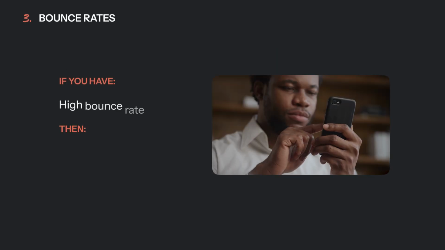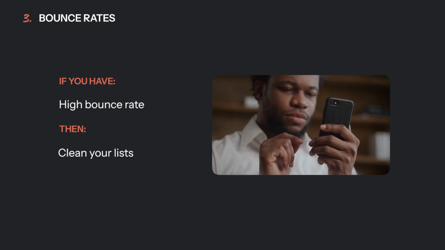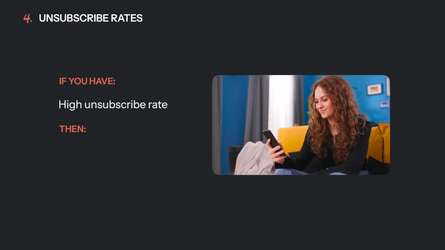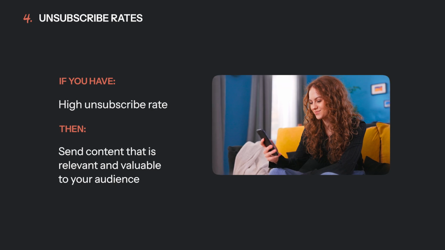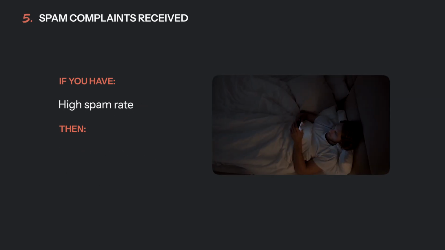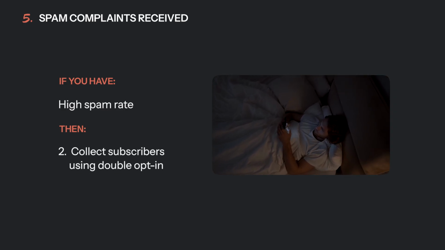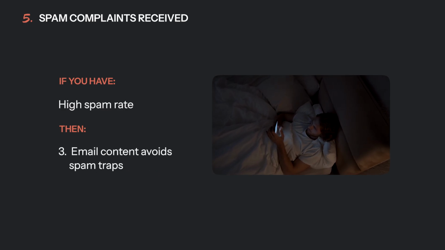If your emails are bouncing, clean your lists to ensure you're only sending to valid contacts. If you have a high unsubscribe rate, ensure your content is relevant and valuable for your audience. If you have a high spam complaint rate, make sure your unsubscribe link is easy to find, that you're collecting subscribers using double opt-in, and that your email content avoids spam traps. Let's talk about email content in more detail.